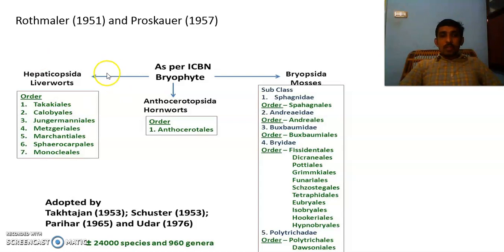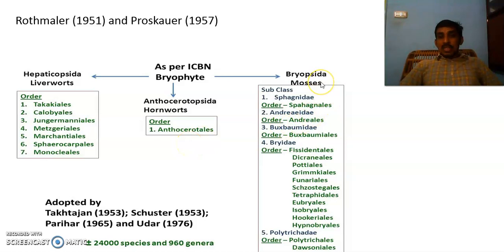But when we move into the second class, Anthocerotopsida, which we can also call hornworts, it possesses only a single order, that is called Anthocerotales. If you look here in the center of the slide, you can see Anthocerotales.